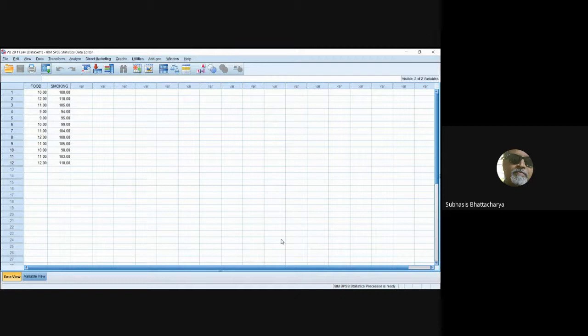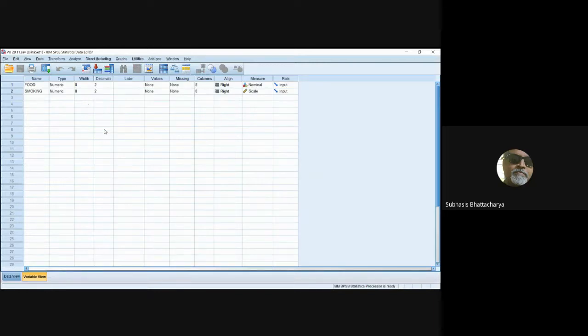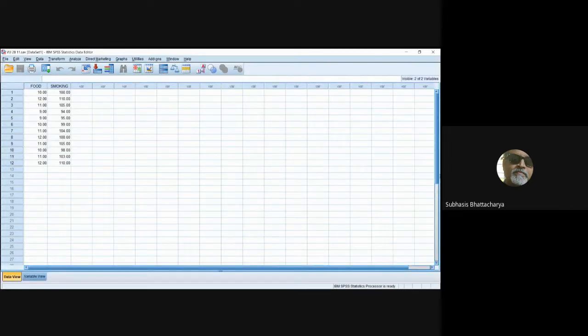Okay, I just put that data set here, the food and smoking, and the variables are very normal. If you go to the variable view, there are 2 variables. Since the stage is for SPSS, the normal SPSS operation is known to all. SPSS is not the major thing. If you go through any software like R or Jamovi, everywhere it is very easy to handle. So for this, I'm just going directly into the PCA handling.